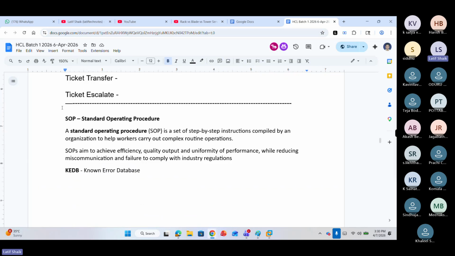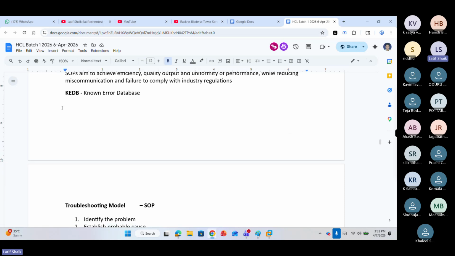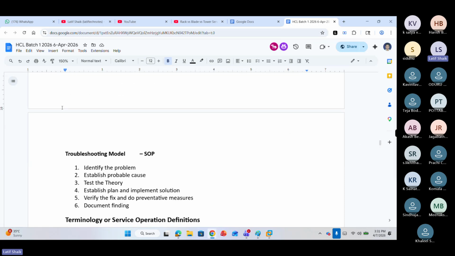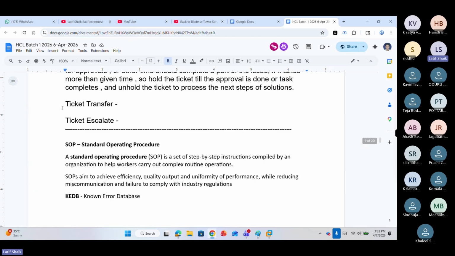Another thing is ticket handling, whether it is a 1 hour ticket or a 10 hours ticket, whatever it is, how you will understand how to proceed and how to resolve, fix or complete a task. So the related things are SOPs, KDBs, knowledge bases, and troubleshooting models, which we're also going to discuss after this very small break.